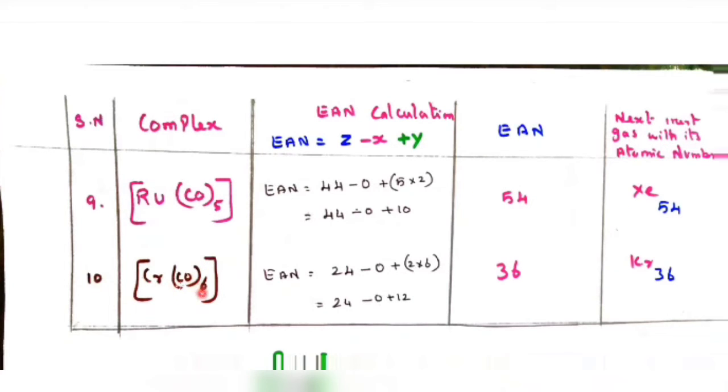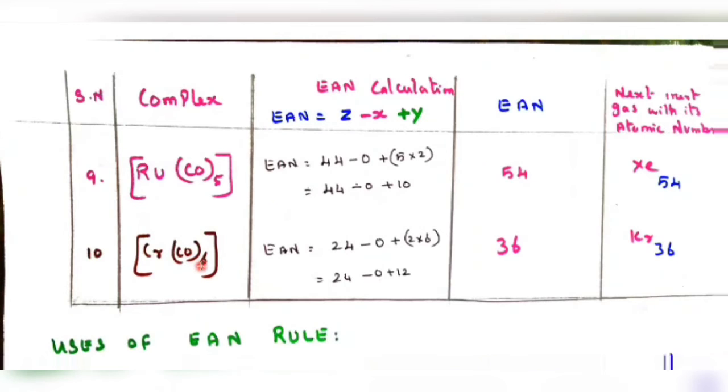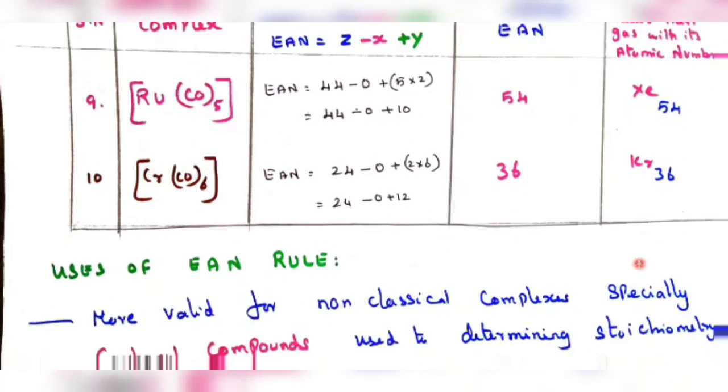Then Cr(CO)6. Even this is a neutral ligand. So hexacarbonylchromium, that is only zero oxidation state, and here 24 is the atomic number of chromium, zero oxidation state of chromium, and it is a unidentate, 6 into 2, 12. Adding, we are getting 36. So next noble gas, 36, krypton.